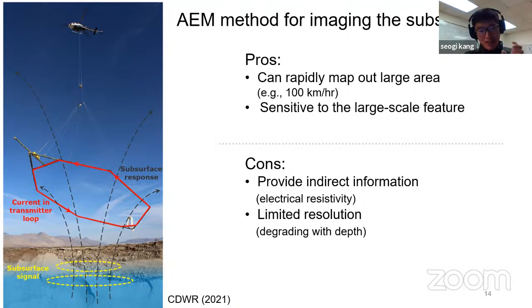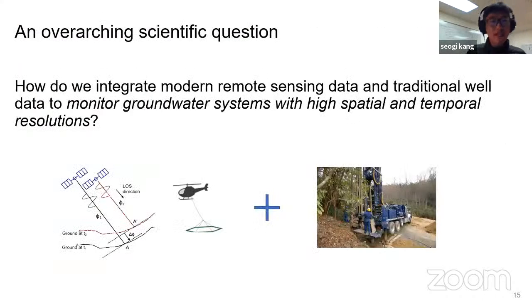The second limitation is resolution. The resolution of this method degrades with depth. As you go to deeper depths, the resolution gets worse and worse. That is related to the diffusive nature of the physics of electromagnetics.